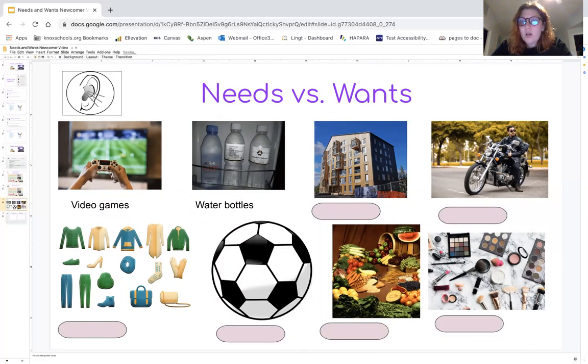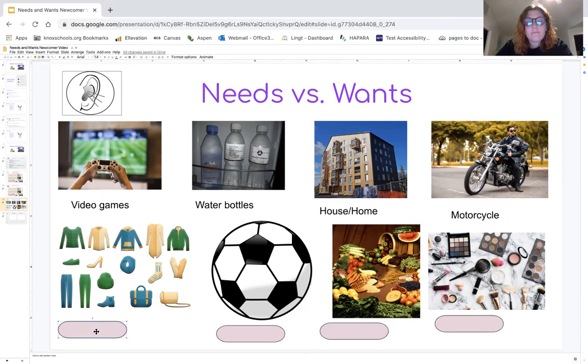We have water bottles or water. Number 3, what do we see here? Good. A house, a home, or maybe an apartment. Number 4, this one's a little difficult. What do you see here? This is called a motorcycle. A motorcycle. Number 5, what do we see here? Good. Clothes, our shirts, our shoes, our pants, socks, a hat, or a jacket.